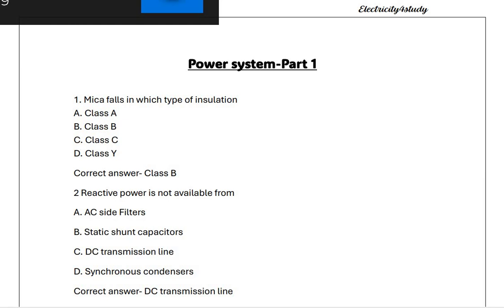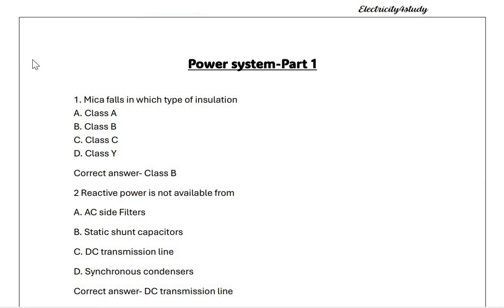System Part 1. 1. Mica falls in which type of insulation? A. Class A, B. Class B, C. Class C, D. Class Y. Correct answer: Class B.